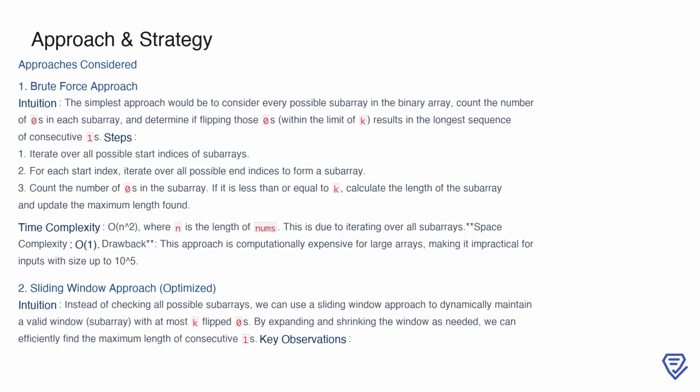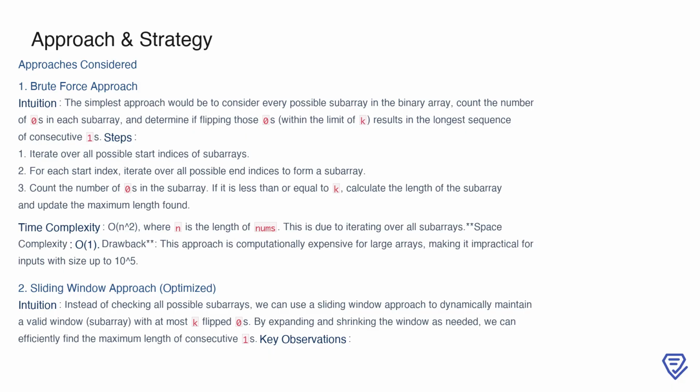To solve this problem, we can start by considering the brute force approach. The intuition here is straightforward. We would examine every possible subarray in the binary array, count the number of zeros in each of them, and determine whether flipping those zeros within the allowed limit of k leads to the longest sequence of consecutive ones. The steps for this are simple.